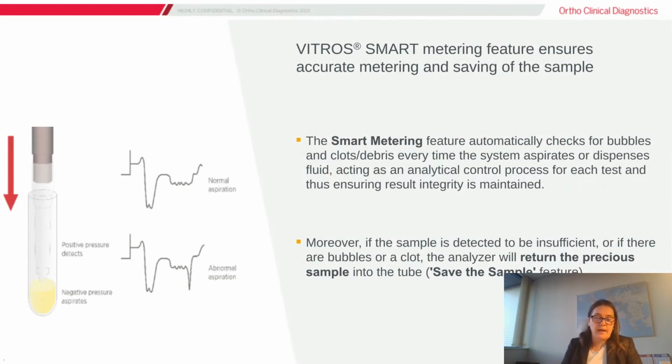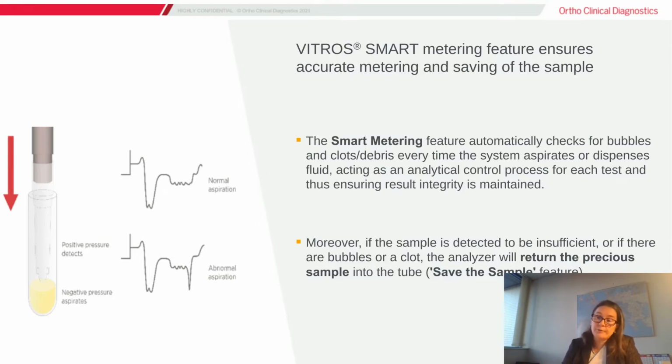In addition to that feature, Vitros technology includes smart metering features that automatically check for bubbles, clots, or debris whenever present in a sample. This ensures that sample integrity is maintained and guarantees that results are correct.